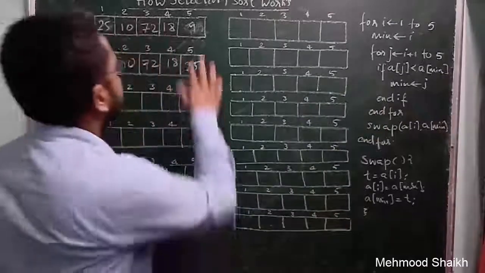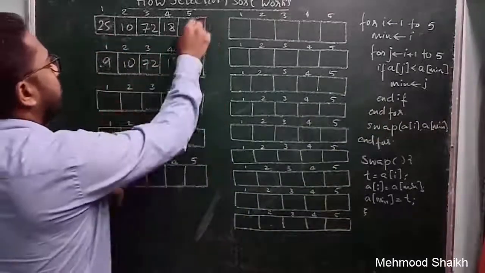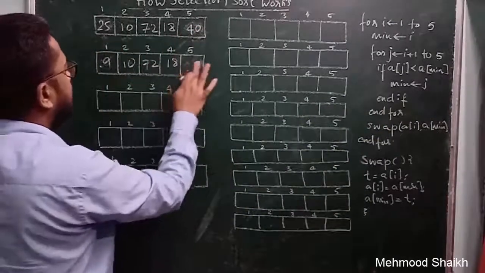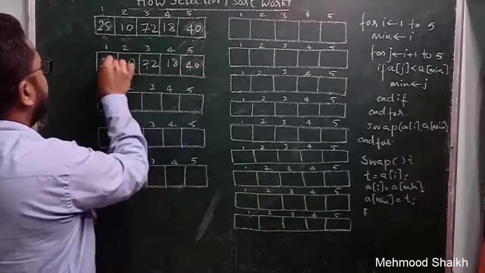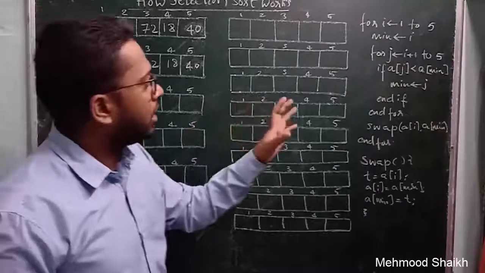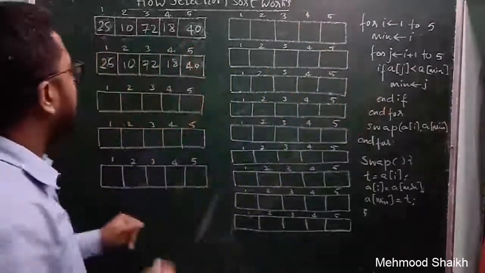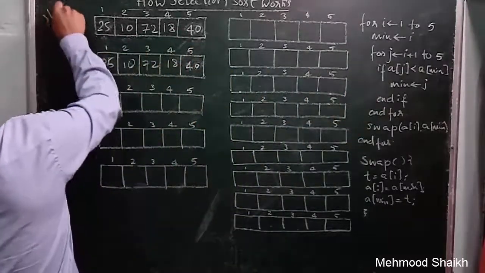Now let me just change it to 40. And this will also be 40, and this will be 25. Now let us start applying this algorithm on this example. Let me consider this as step 1.